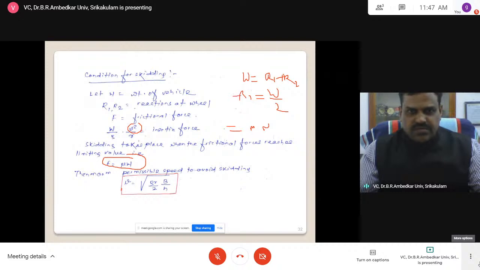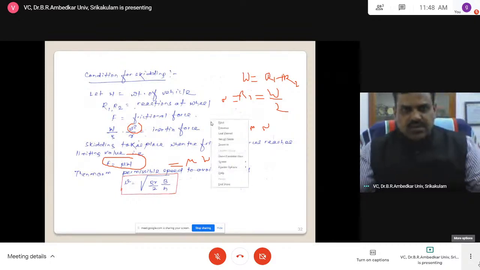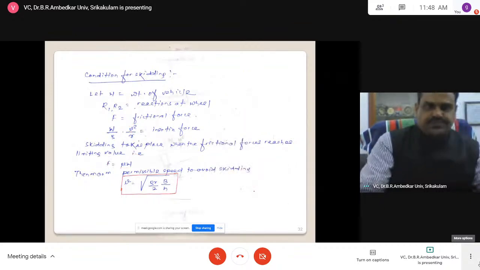From this expression, the friction is equal to mu times N reaction. The N is nothing but W by 2. So mu N is mu W by 2. If you simplify, GR, W you can equate, W will cancel. Mu is the coefficient of friction, and in terms of friction we can find the velocity expression. You can find the values.